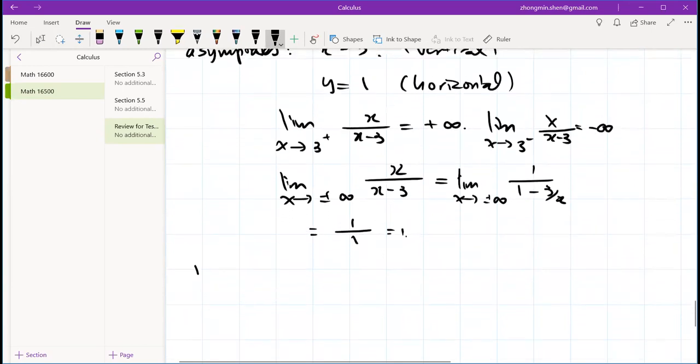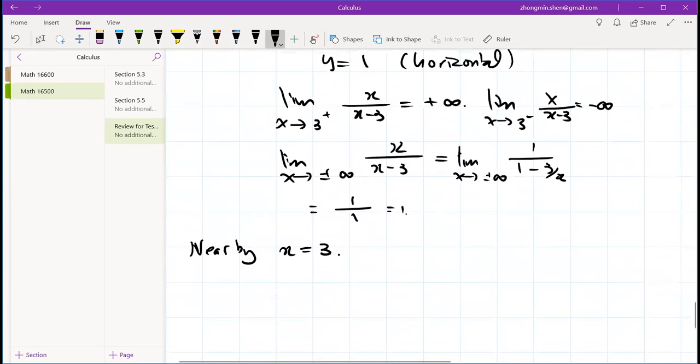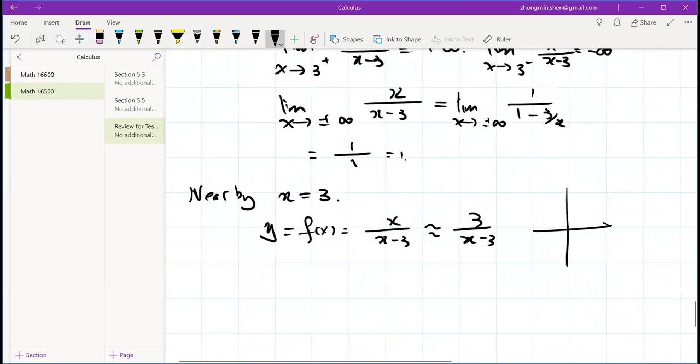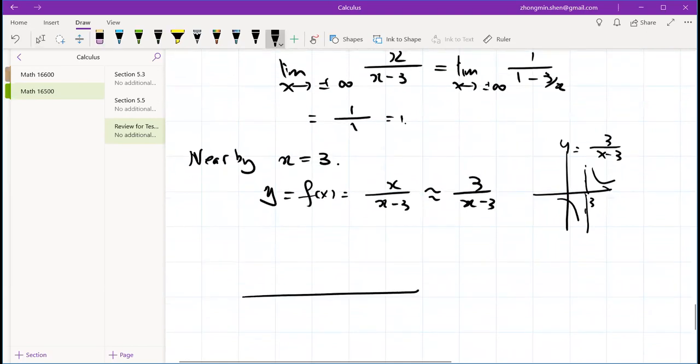To draw the graph, I need to look at the picture nearby x equals 3. Nearby x equals 3, y equals f of x, right? That's x over x minus 3. It's almost equal to 3 over x minus 3. It's constant. So I know the graph of a constant divided by x minus 3. So the graph will be like that. Okay. This is a graph for y equals 3 over x minus 3. Okay. So our graph should be similar to that. Therefore, I can sketch the graph right now.